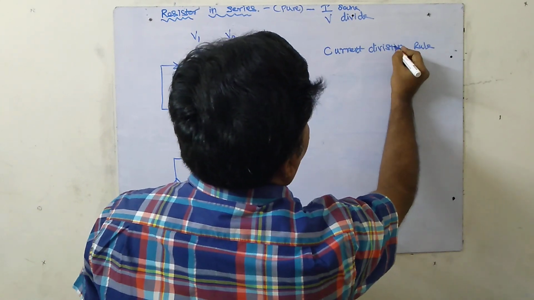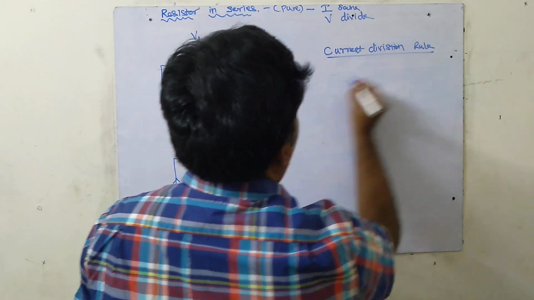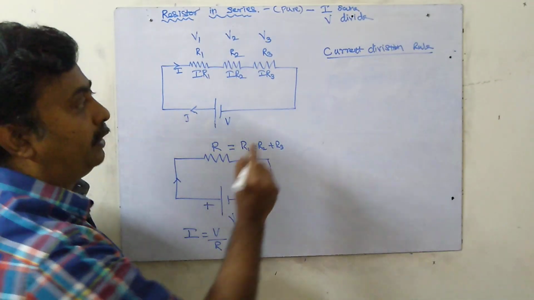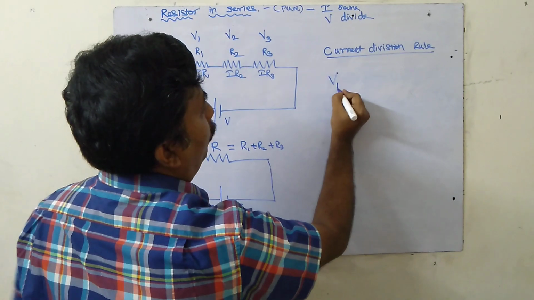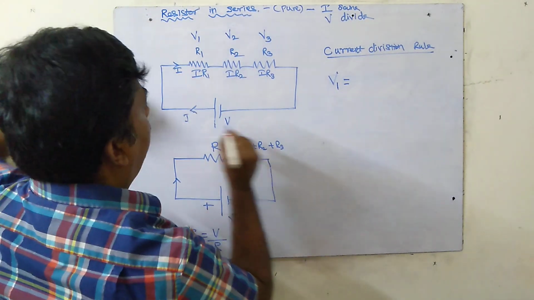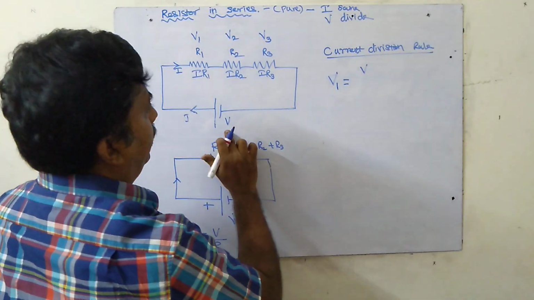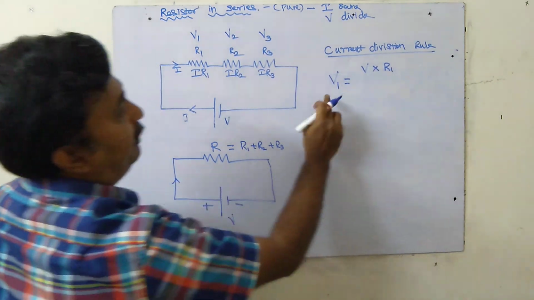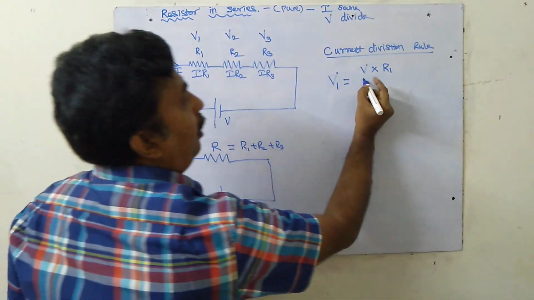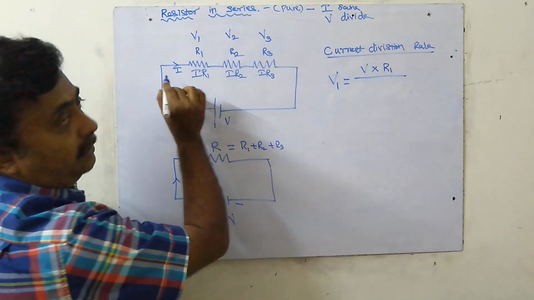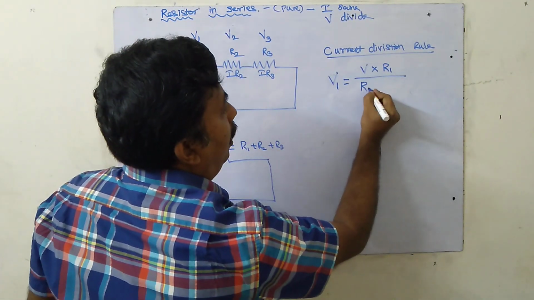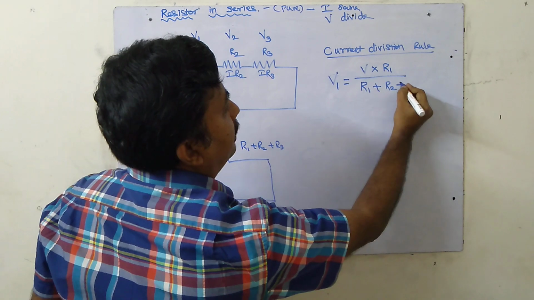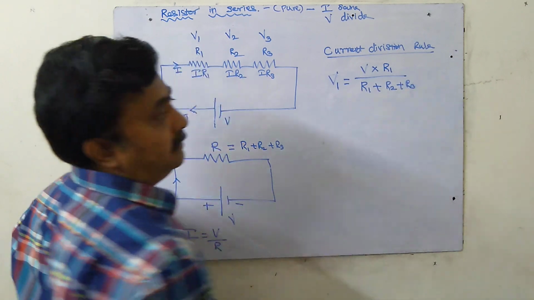What is the voltage division rule? According to the voltage division rule, in a pure series circuit, V1 equals the total voltage times that particular resistance R1. These are all known quantities. Which value do I want? I want V1. So V1 equals V into R1 divided by R1 plus R2 plus R3, since there are 3 resistors in this circuit. This is the formula.